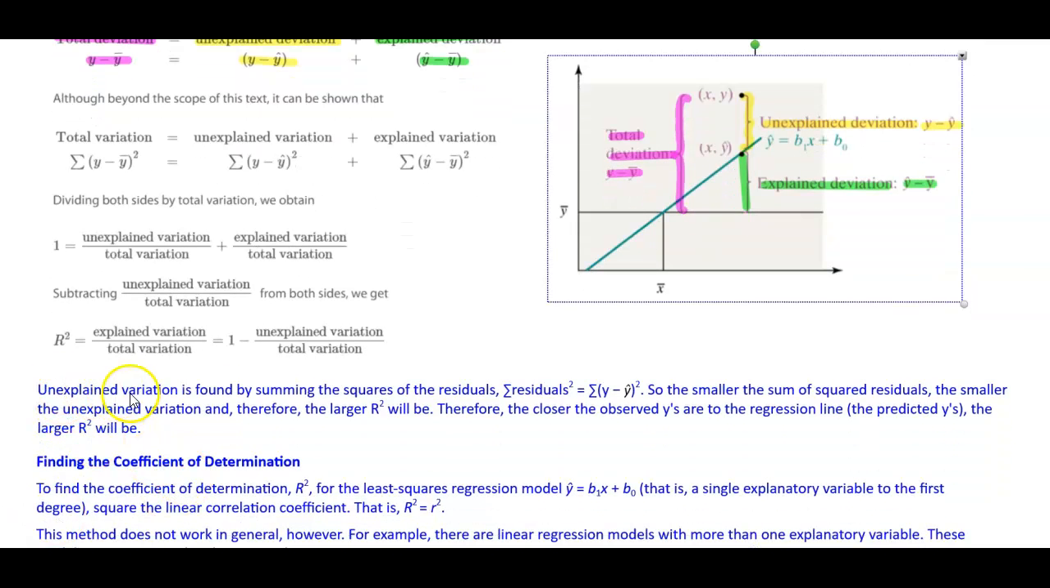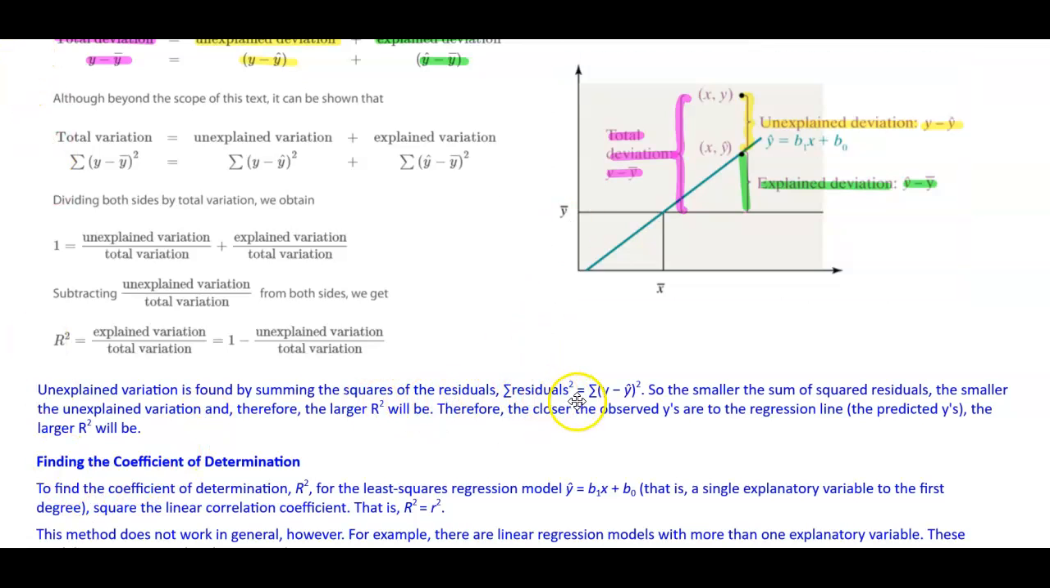Now, again here, the unexplained variation is found by summing the squares of the residuals. So the sum of the residuals squared is equal to the sum of y minus y hat squared. So the smaller the sum of the squared residuals, the smaller the unexplained variation, and therefore the larger the coefficient of determination will be. Therefore, the closer the observed y's are to the regression line, which is the predicted y's, the larger the coefficient of determination will be.